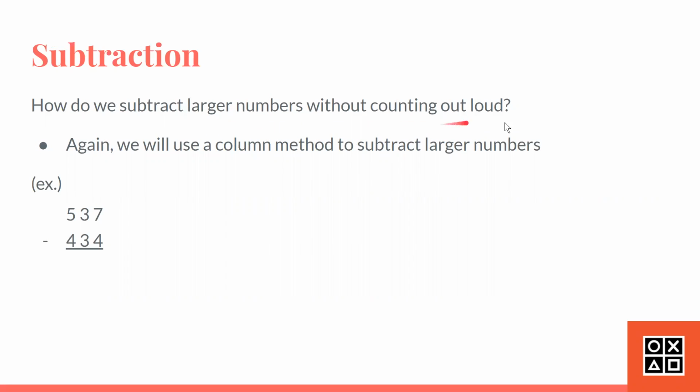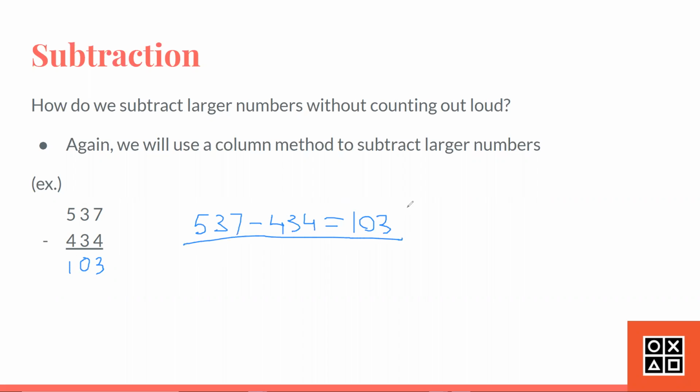How do we subtract larger numbers without counting out loud? Again, we will use the column method to subtract larger numbers. So we will do 7 minus 4, which is 3. Then we will do 3 minus 3, which is 0. And then we will do 5 minus 4, which is 1. So our final answer would be 537 minus 434 equals 103, just to stay clear and concise. But you can just say 103 as well. Sorry for the bad handwriting.